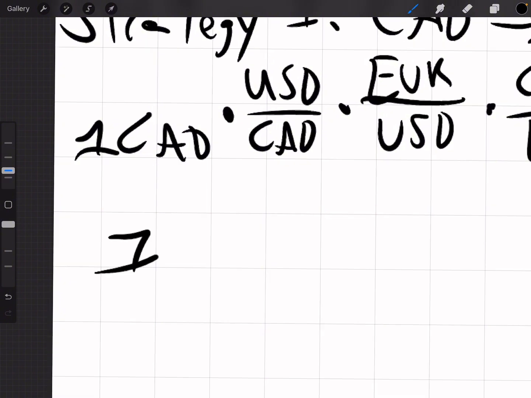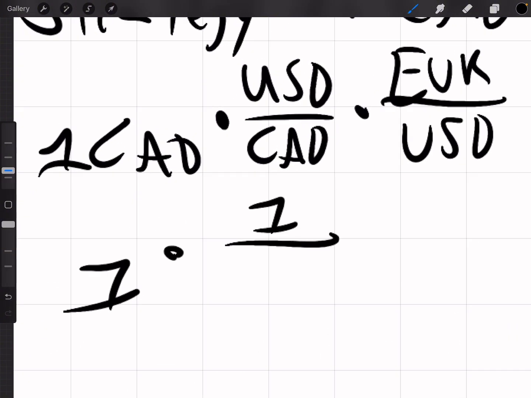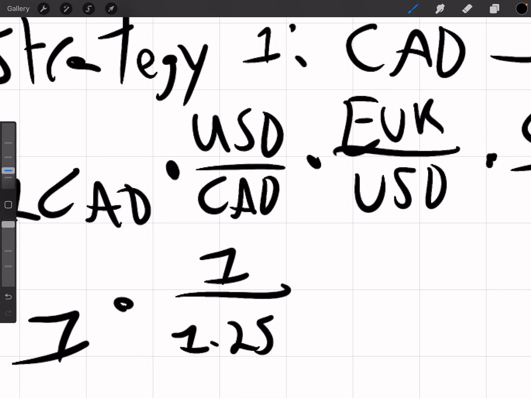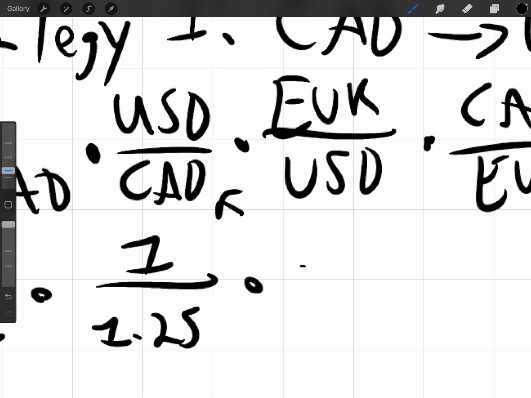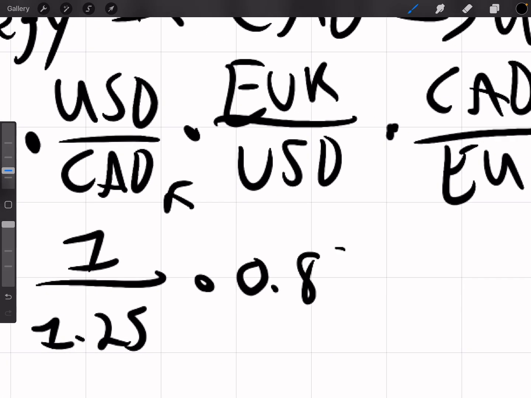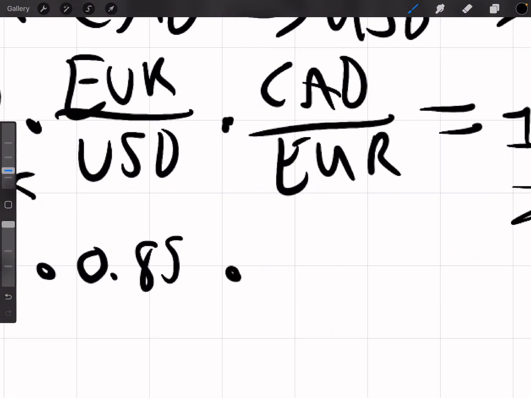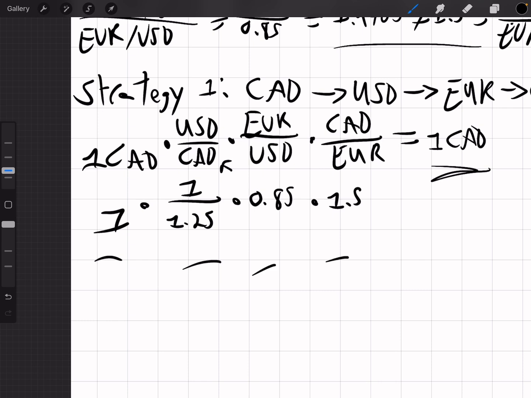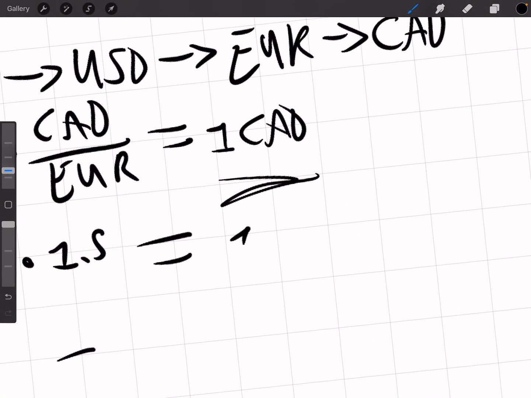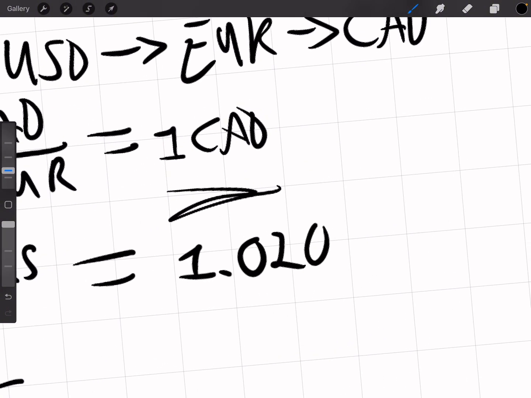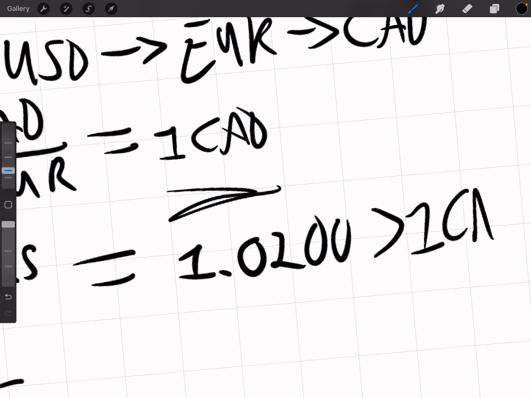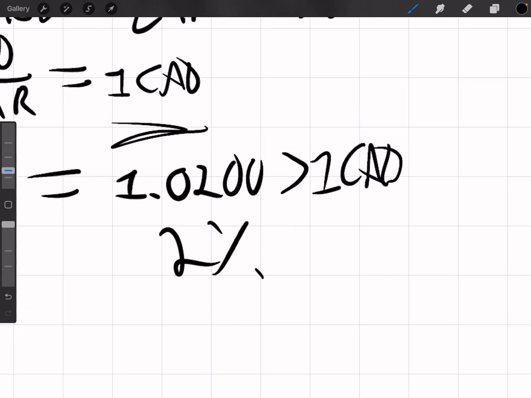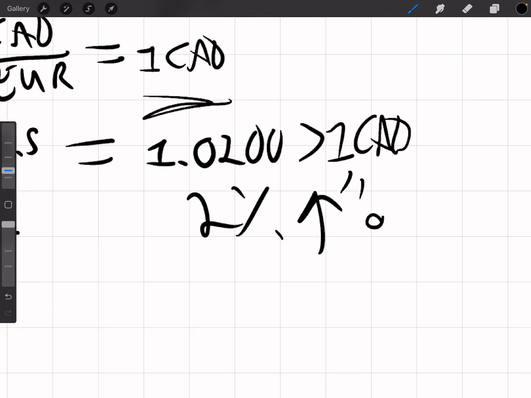So you have your one CAD, you times that by 1 over 1.25, which is this rate right here, times 0.85, times 1.5. So you see how that's boom, boom, boom, boom, just like that. And that equals 1.0200, which is greater than 1 CAD. Now, this is a 2% gain.